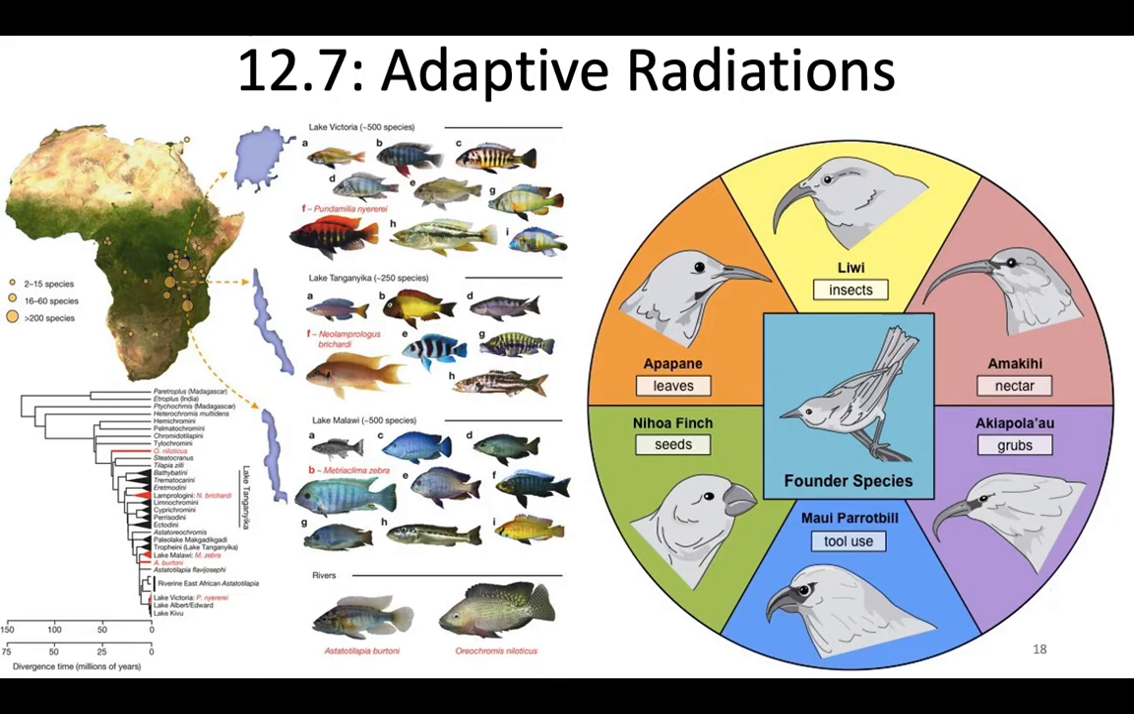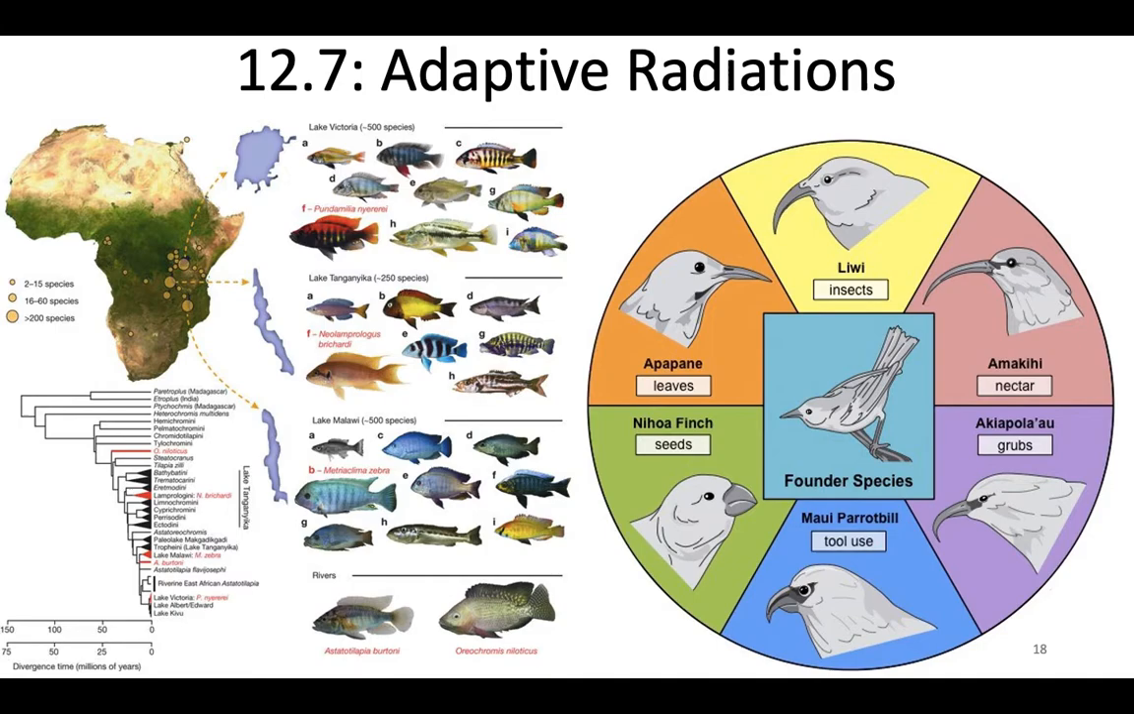Sexual selection also seems to be a strong player in these cichlid fishes too, which is one of the reasons they think they're diversifying so fast. Another really good example is honey creepers in Hawaii. These are just different species of honey creeper birds that live there.